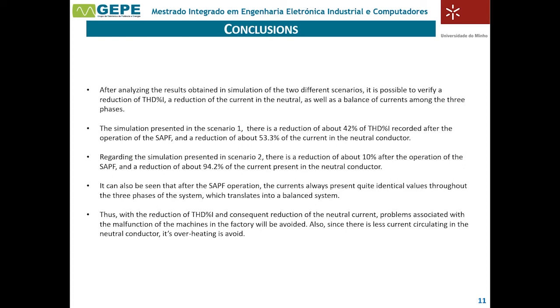Analyzing the results in the simulation of the two different scenarios, we can verify a reduction of the current distortion, a reduction of the current in the neutral, as well as a balance of currents among the three phases. In the simulation presented in scenario 1, there is a reduction of about 42% in the current distortion, and a reduction of around 53.3% of the current in the neutral conductor.